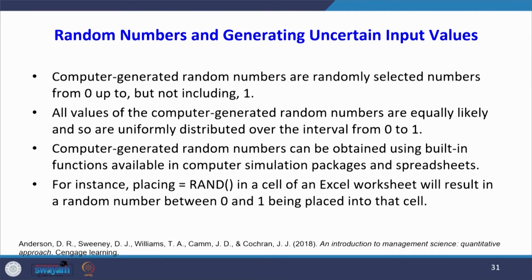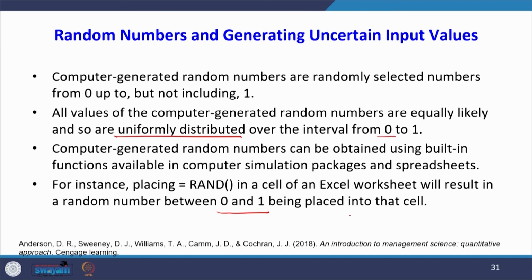So, computer generated random numbers are randomly selected numbers between 0 and 1, but not including 1. All the values of computer generated random numbers are equally likely and so uniformly distributed over the interval 0 to 1. So, computer generated random numbers can be obtained using built-in functions available in computer simulation packages and spreadsheets. For instance, placing rand in a cell of an Excel worksheet will result in a random number between 0 and 1.